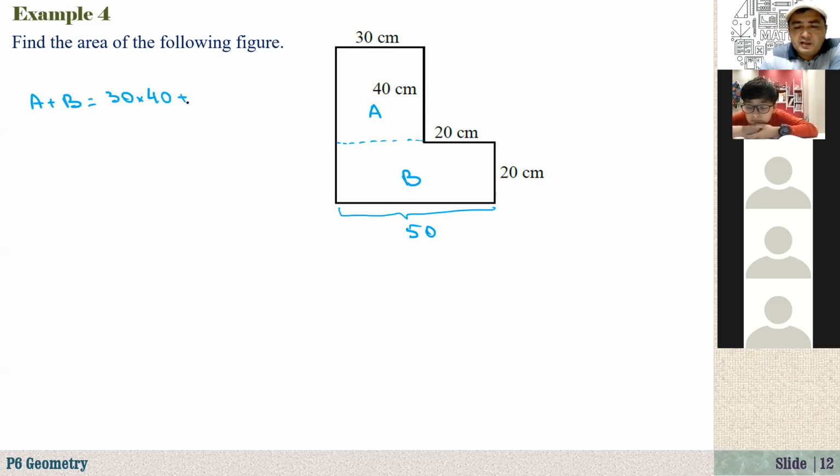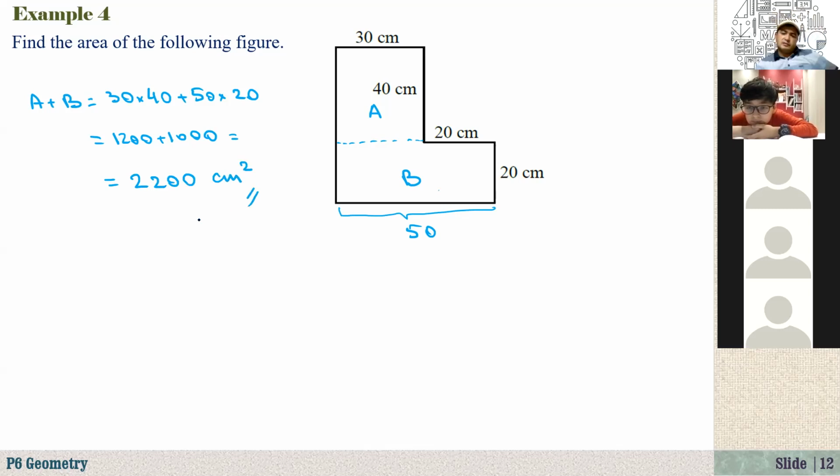Plus, how about the rectangle B? Length, it is 50 times width is equal to 20. So 30 times 40, 3 times 4 is 12, and 2 zeros. Plus 5 times 2, 10, and 2 zeros, that's equal to 1,000. So the answer is 2,200 centimeters squared, or square centimeters.